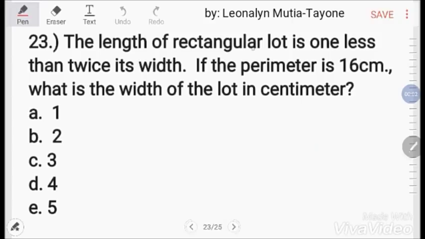Number 23. The length of the rectangular lot is 1 less than twice its width. If the perimeter is 16 cm, what is the width of the lot in centimeter?